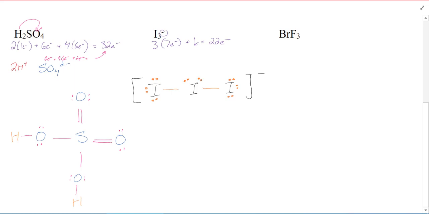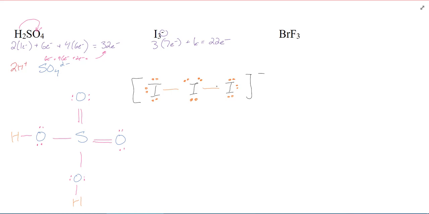18, 20, 22. 2, 4, 6, 8, 10. So iodine has 10 electrons around it. It has 3 lone pairs and 2 bonding pairs. That's kind of crazy. That's how it looks. That's exactly how it looks.